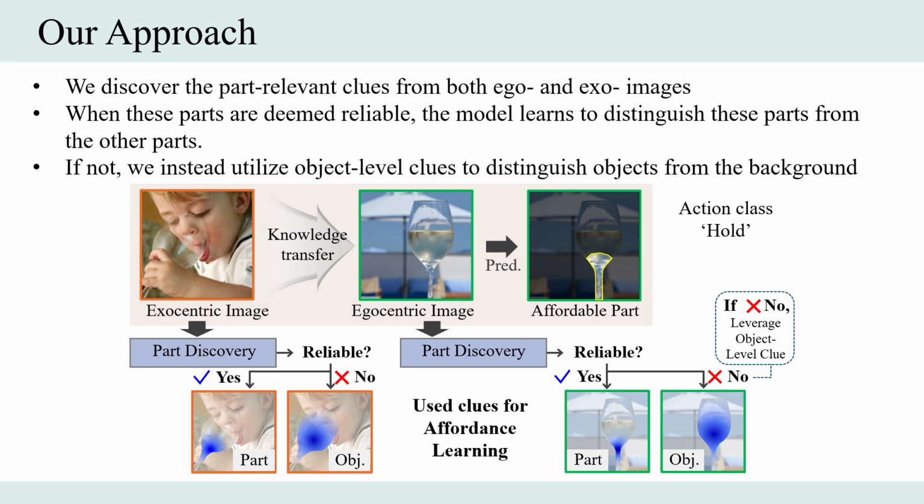To address this challenge, we focus on directly exploring part-relevant clues from both egocentric and exocentric images. But since the identified part clues may be unreliable, which means that they are irrelevant to actual affordable parts, we only use the identified parts when deemed reliable. And when it is not deemed reliable, we instead encourage the model to stay focused on the general object to prevent our model from focusing on affordance irrelevant semantics.